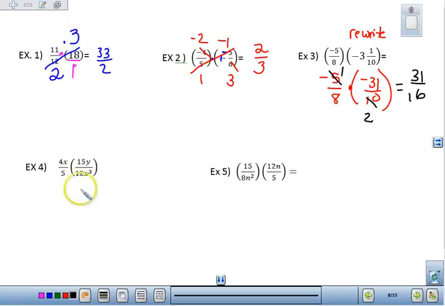Now the algebraic ones are exactly the same as if it's just numbers. So when we take a look at that, we have 4x divided by 5 times 15y over 12x to the third. Again, as we look at this, I notice that 4 goes into 4 once and 4 goes into 12 3 times. I also notice that 5 goes into 5 once and into 15 3 times. So at this point, my numbers are 1 times 3 and 1 times 3.